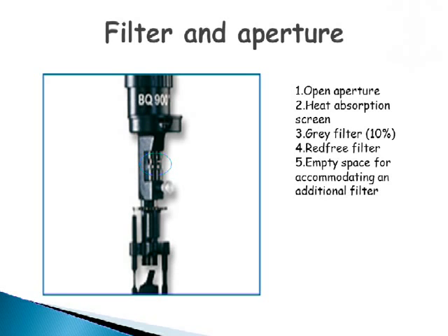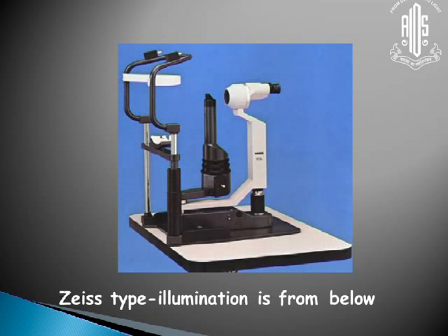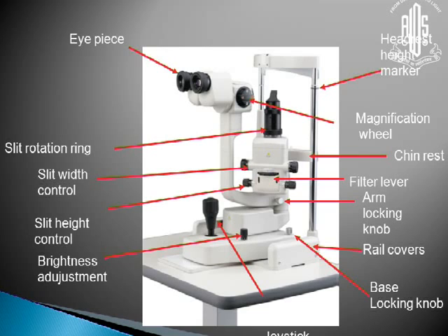The Zeiss type illumination is from below. So again, the type of illumination differs. Now this is an illumination from below. There are some which have a turret on the top itself. This is again an illumination from below. These are the various parts of this CSO slit lamp.